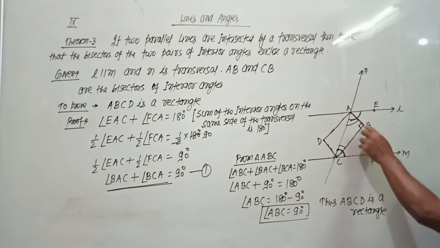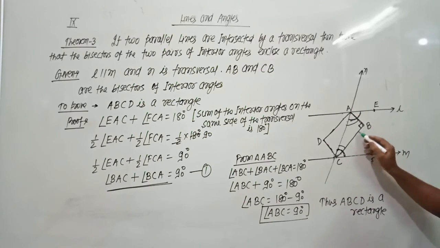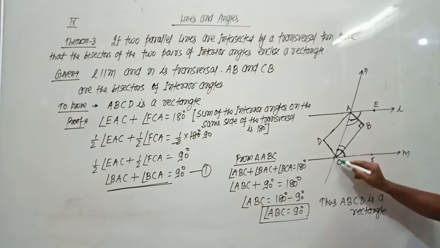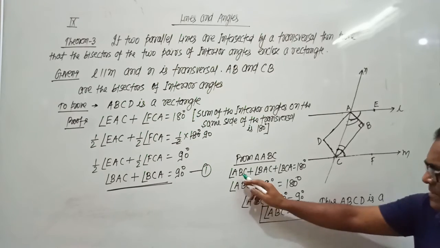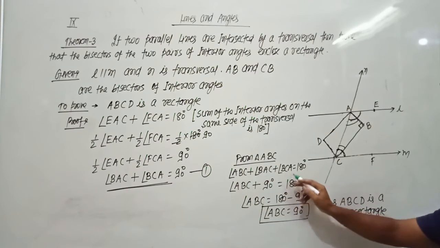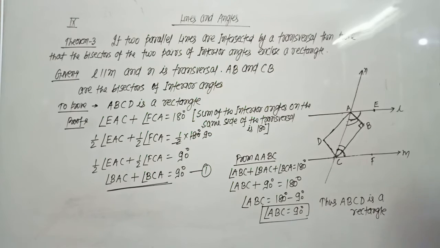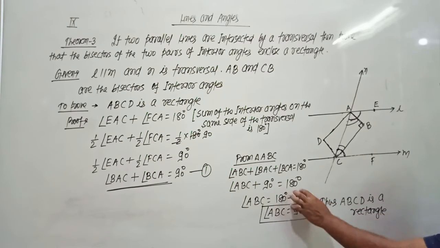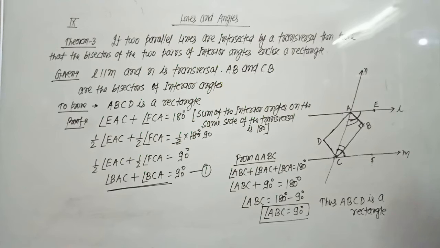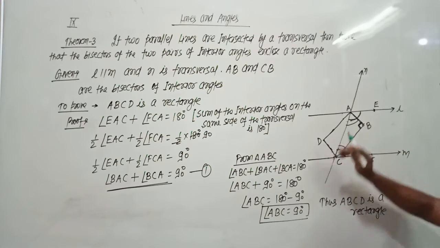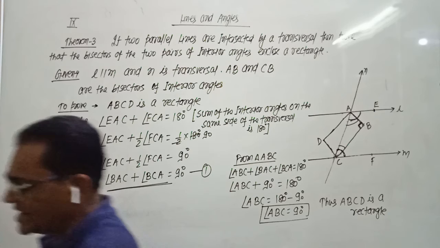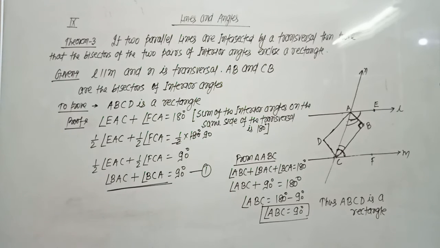Then from triangle ABC, the sum of three angles is 180 degrees: angle ABC plus angle BAC plus angle BCA equals 180 degrees. ABC as it is, and in place of BAC plus BCA, from the first equation we substitute 90 degrees. This 90 goes to the right side, it becomes negative. So we get angle ABC is 90 degrees. So in a quadrilateral, if one angle is 90 degrees, therefore it is a rectangle. So we prove that ABCD is a rectangle. Now the next theorem.